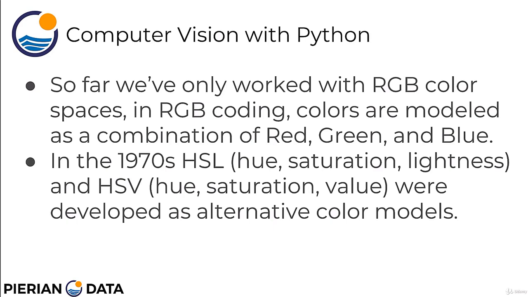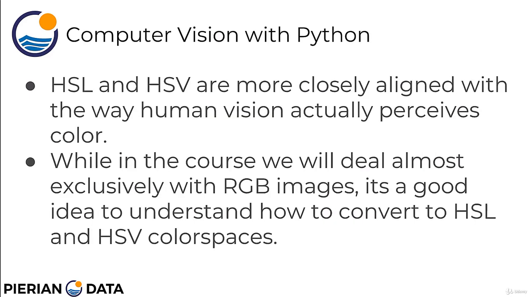And in the 1970s, HSL, or hue, saturation, lightness, and HSV, hue, saturation, value, were new color models developed as alternatives to RGB. HSL and HSV are actually more closely aligned with the way human vision actually perceives color. While in the course, since we're just dealing with images, we deal almost exclusively with RGB images, or depending on how we open them, BGR, but the same rule applies, they're just combinations of red, green, and blue.